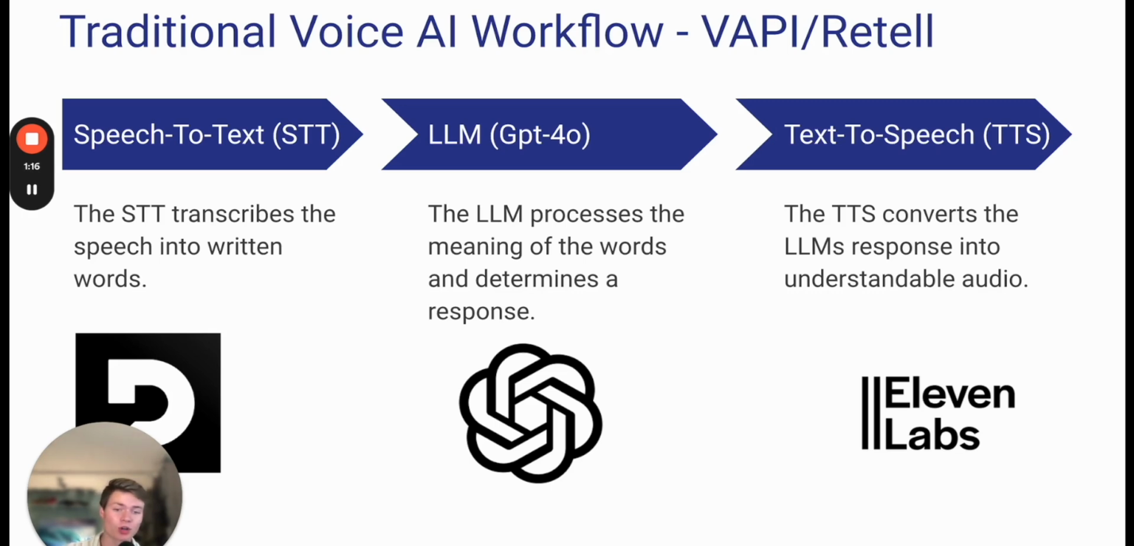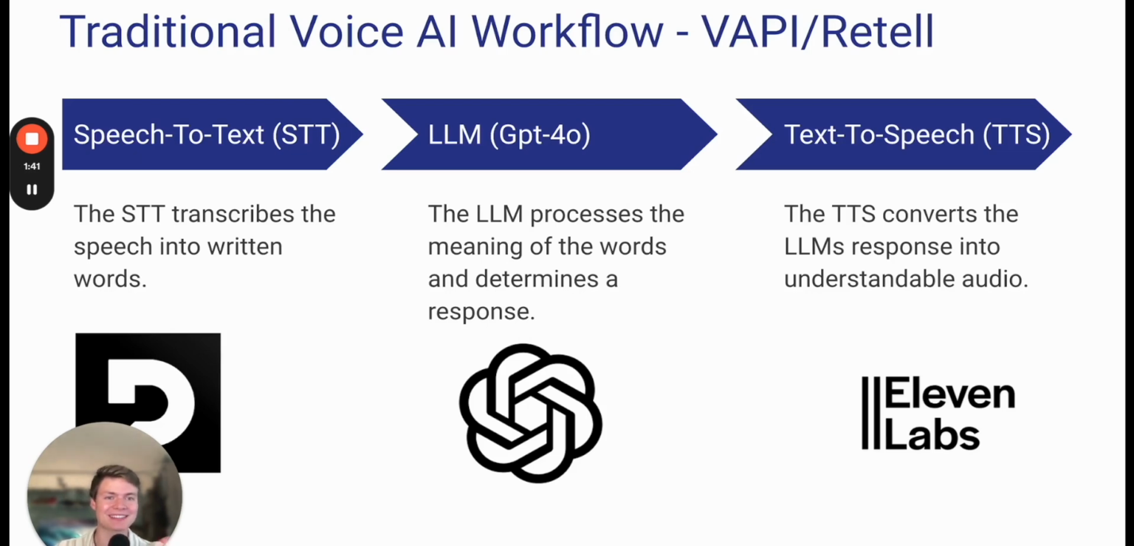Now, this method works, but it's kind of like a Rube Goldberg machine. It's effective, but full of extra steps, and those steps add latency and costs. VAPI and Retell are amazing at what they do, but they have to juggle a lot of moving parts to actually make things happen. But now let's look at what Ultravox does.